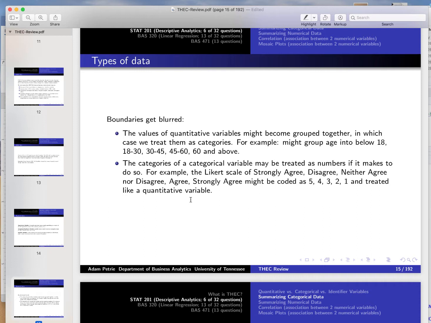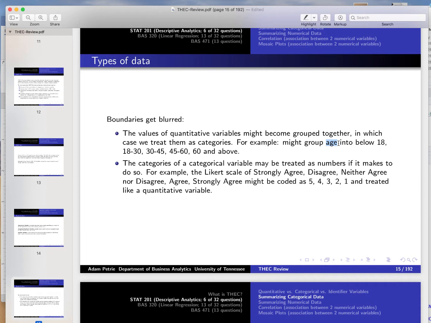So I might have a quantitative variable, something that's inherently numerical, but I might end up making a set of groups to represent the values. One variable I might have in the data is, say, a customer's age, and I might not be interested in treating that as a quantity in and of itself. 18 versus 19 versus 20 might not be the most interesting thing for me to treat separately.